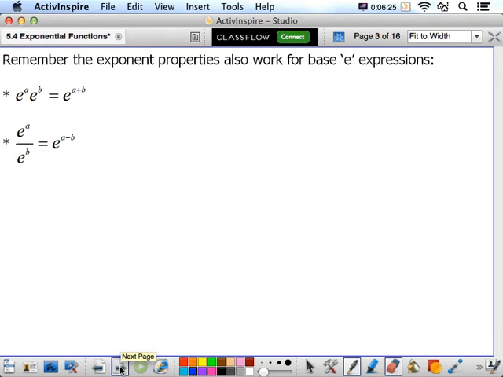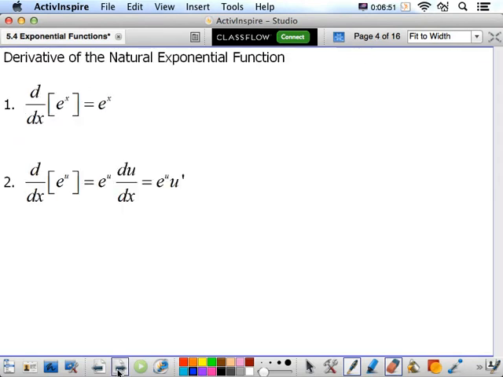Time out. Do you guys remember these properties? Apparently they're going to be important later. If you have e to the a times e to the b, when you multiply, what do you do to your powers? Add. And if you have e to the a over e to the b, it's like the log properties, except this is just applying the exponents, in reverse, because natural logs are just another way of writing exponents. And we've already reviewed those properties, right?